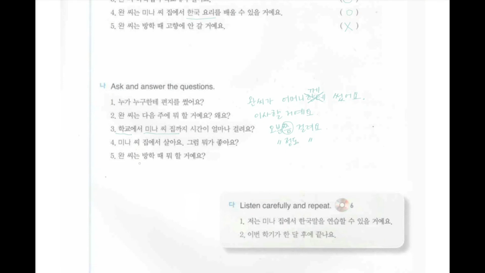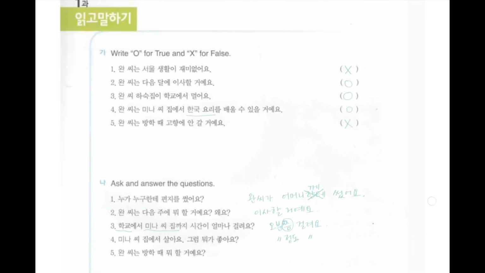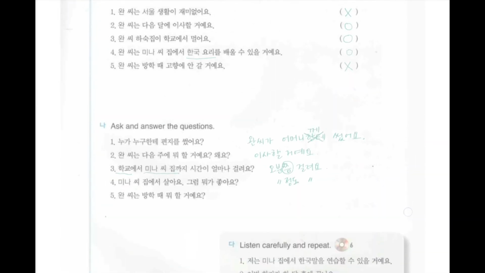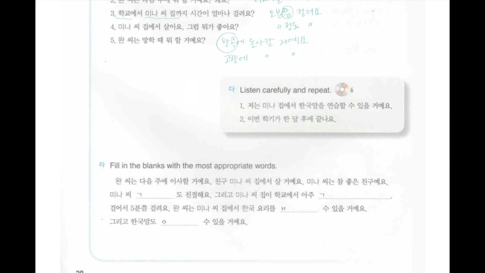자, number five. 완 씨는 방학 때 뭐 할 거예요? What will he do during the vacation? 어디 있어요? 방학 때 방콕에 돌아갈 거예요. 자, 방학 때 뭐 할 거예요? 방콕에 돌아갈 거예요. Or instead of Bangkok, you can use this word, hometown. 고향에 돌아갈 거예요. It's the same. Very good everyone. 자, 라 봅시다.